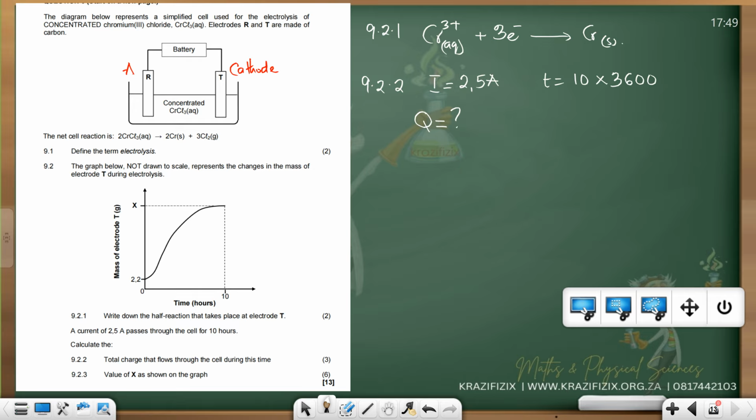Where? Oh, yeah. Shame, poor child. Please calculate Q. It's 3 marks.